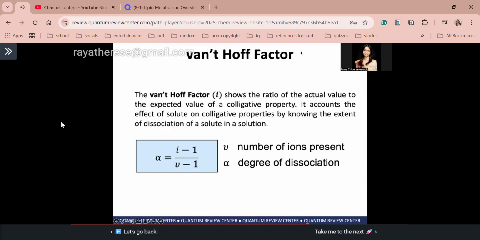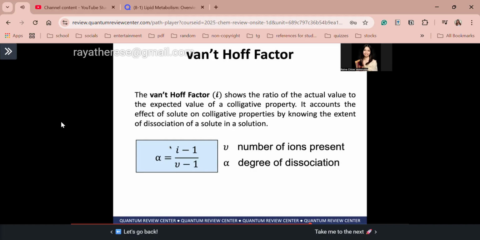Okay? Now, what is the Van't Hoff factor? So the Van't Hoff factor i, we will see this in our non-ideal equations for freezing point depression, boiling point elevation, etc. The Van't Hoff factor i shows the ratio of the actual value to the expected value of a colligative property. And this is again needed for our non-ideal equations or non-ideal solutions. It takes into account the effect of solute on colligative properties by knowing the extent of dissociation of a solute in a solution. Right guys, solutes dissociate in solution when you put them in a solvent.